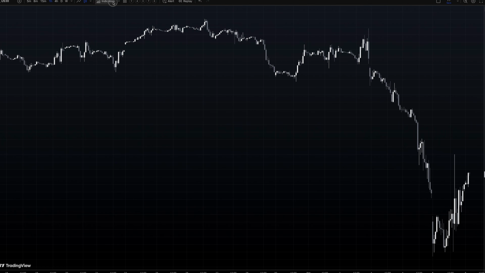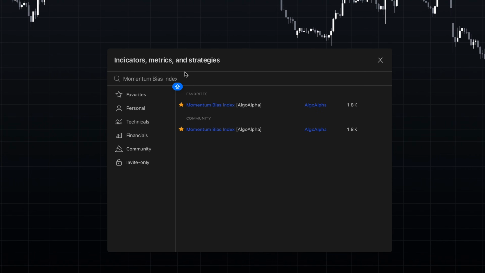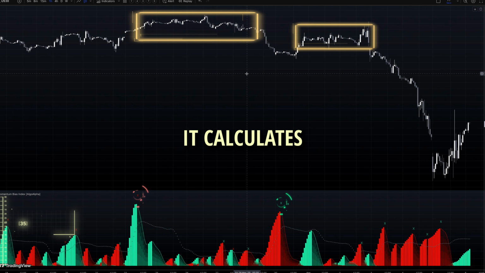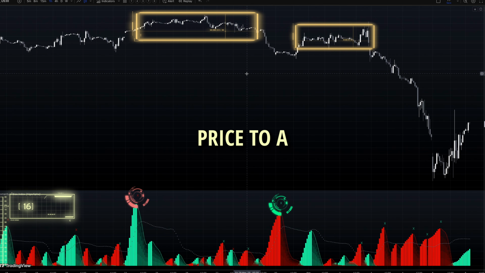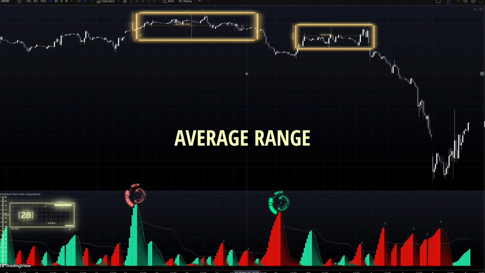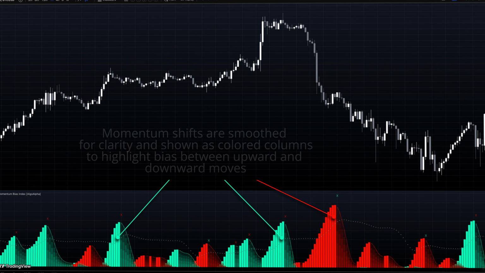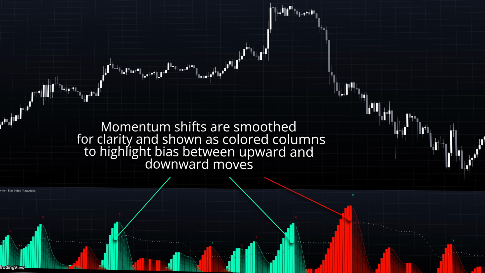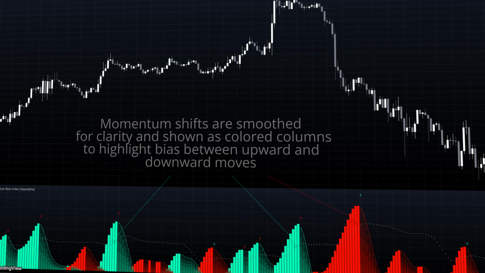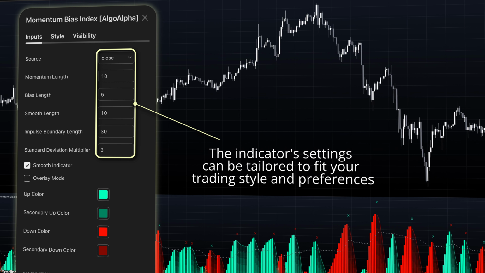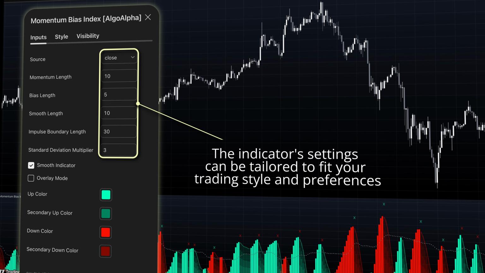The Momentum Bias Index by Algo Alpha is a technical indicator that measures price momentum and bias to identify potential market turning points. It calculates momentum by comparing current price to a historical price point, then normalizes this value using the average range. The indicator separates upward and downward momentum, creating bias values that are smoothed and displayed as colored columns. This creates separate upward and downward momentum components that can be compared to detect potential trend changes.